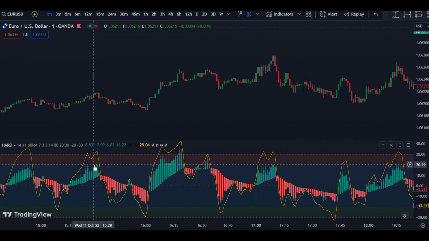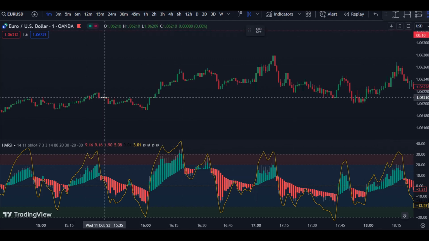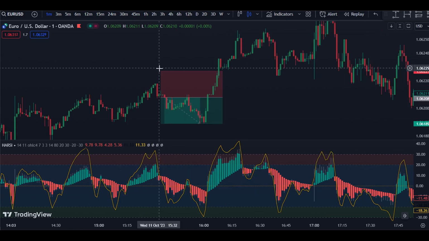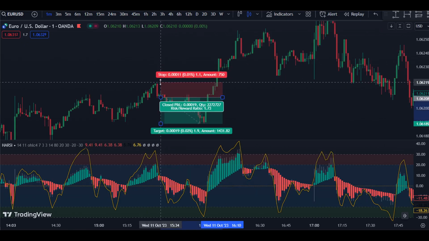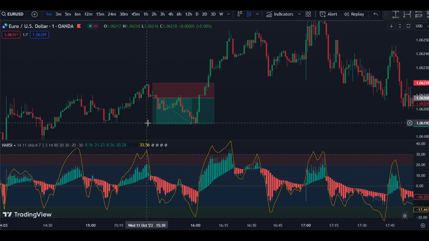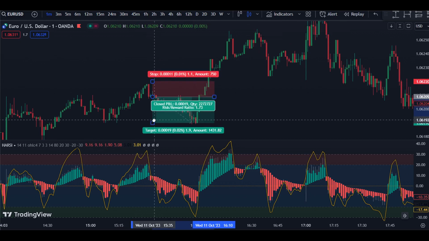So right here, we can see that we had a green bar touch into the overbought territory. Once this occurs, we're going to wait until we see a red bar close. As soon as that happens, we can take our first short position. So we're going to take our short right here. The stop loss, we're going to set a few points above the swing high. And I found a risk reward ratio of around 1.5 to work best with this strategy.